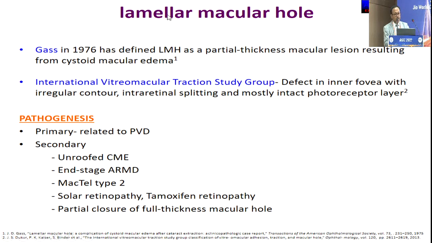CME. The International Vitreomacular Traction Study Group showed it is probably a defect in the inner fovea with irregular contour, intraretinal splitting, and mostly intact photoreceptor layer. The pathogenesis is primarily related to the PVD, and secondary because of unroofed CME, end-stage ARMD, MacTel type 2, solar retinopathy, tamoxifen retinopathy, as well as partial closure of the full-thickness macular hole.